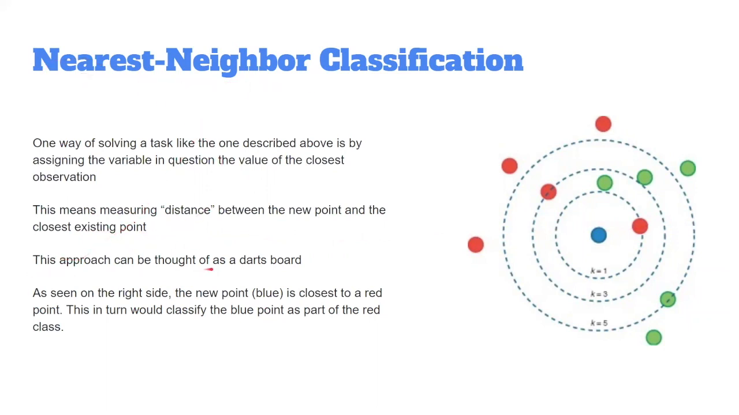This approach can be thought of as a dartboard where your new data point is the bullseye, and you have to look for the other darts that are closest to that bullseye. As we can see on the right, the new point is blue, and the closest to that point is the other red dot. This in turn would classify the blue dot as the red dot since they are the closest.